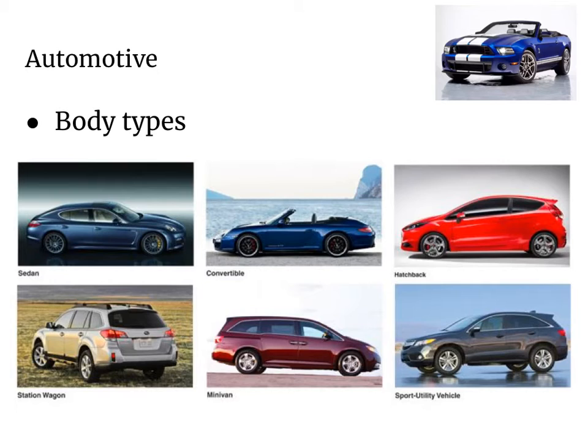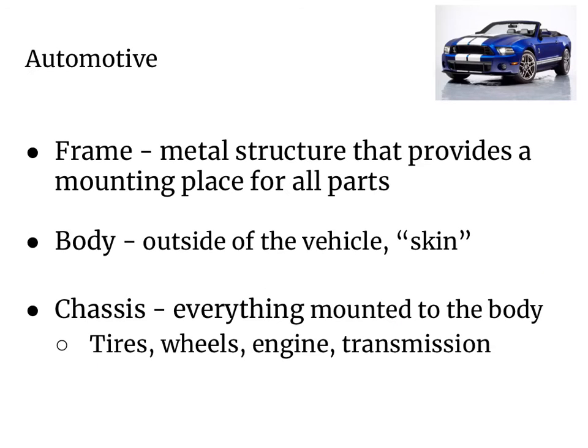The next topic that we're going to take a look at is different body types for automobiles and some general vehicle specifications and terminology that are good to know. Do you have a favorite car style that you like? Here are some terms to remember. The frame is a metal structure that provides a mounting place for all the parts of the car. The body is the outside of the vehicle, or the skin. And the chassis is everything mounted to the body, which includes tires, wheels, engine, and transmission that get mounted to the body of the car.